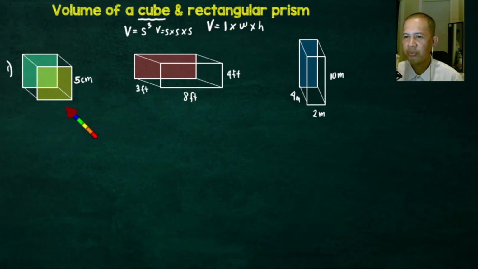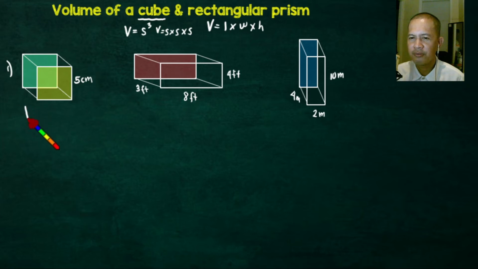So let's begin with our question number one. It is a cube, so we're going to use the formula V is equal to S to the third power, or S cube. We're going to write first our formula, which is V is equal to S times S times S, where the value of S, or the side, is equal to 5. So 5 times 5 times 5.